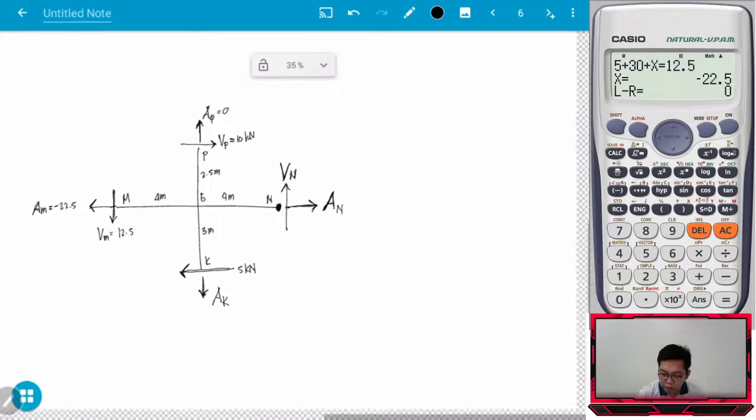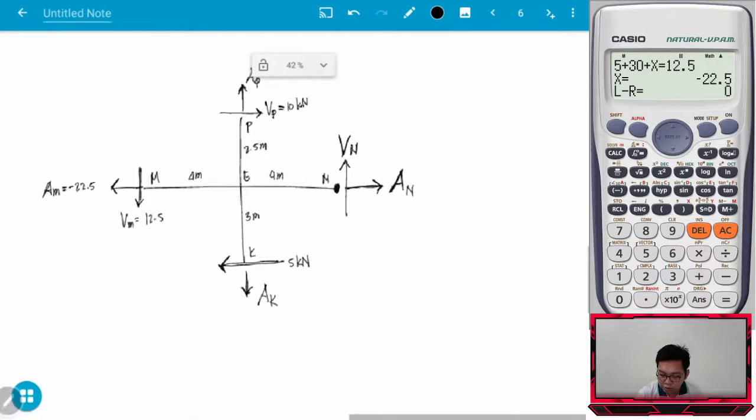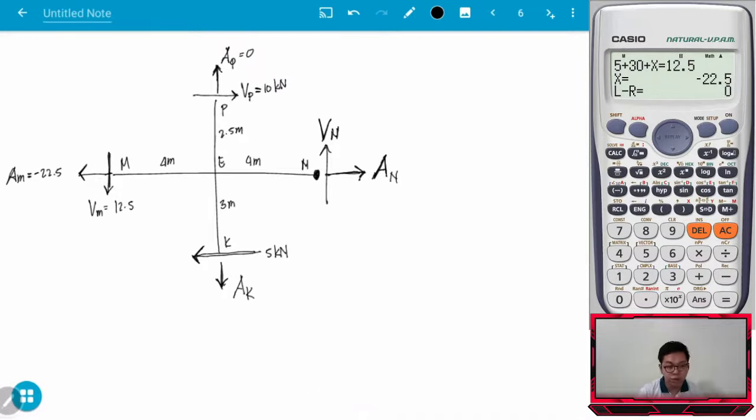Okay? So, yan lang. So, sum up ako ng moment dito sa N, guys. So, summation of moment at N is equal to 0. Clockwise is equals counterclockwise. So for AK. Okay? So, ano yung clockwise moment ko guys with respect to N? I have AP na 0, diba? So, walang problema. So, yung VP is actually clockwise, no? So, 10. That is actually causing a clockwise moment. So, 10 multiplied by moment arm na 2.5.